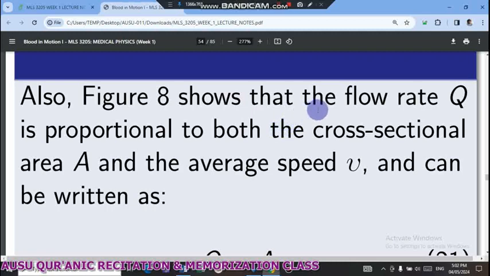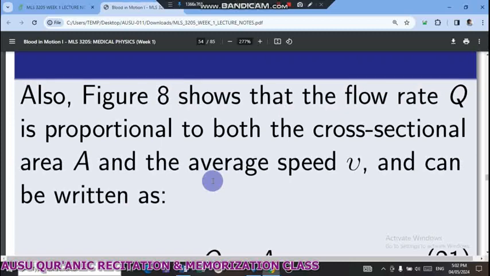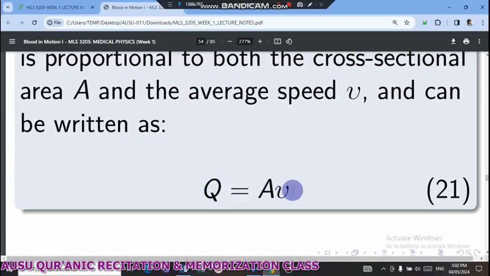Figure A shows that the flow rate Q is proportional to both the cross-sectional area and the average speed. It means if any of these quantities A and V changes, it will affect this Q. And if any of them increases, the Q will increase. And so we can write the flow rate as Q is equal to AV.